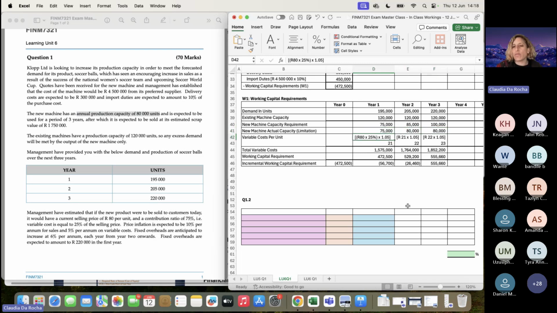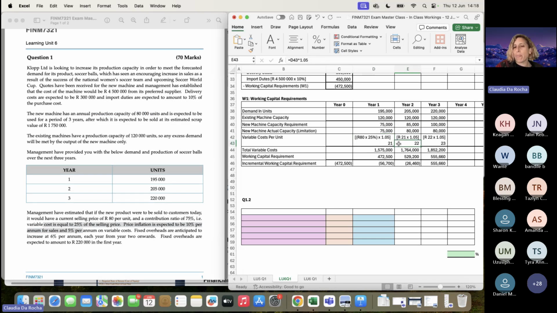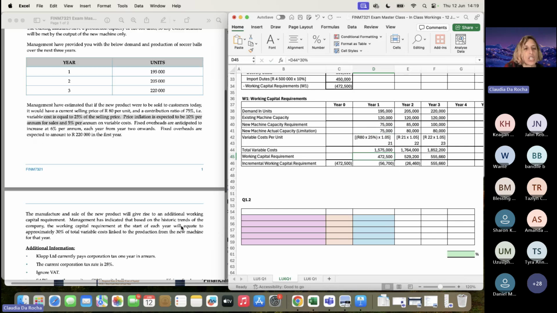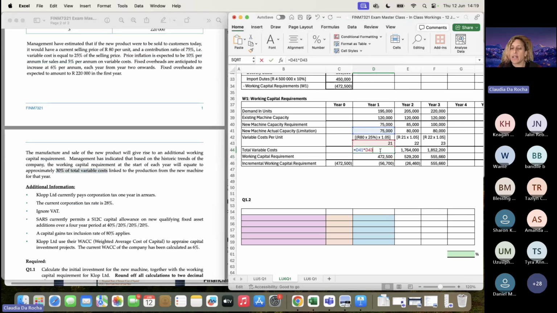We then calculate the variable cost by taking the selling price times 25% and increasing by inflation, because it's stated here that that is what we need to do. We then obviously increase for each year. Then to calculate the total variable cost, we say our new machine capacity times the variable cost per unit gives us a total amount. Then we calculate the working capital requirement, which they said is 30% of your total variable cost. So we're literally saying your total variable cost times 30% for each year. That's what we're doing.